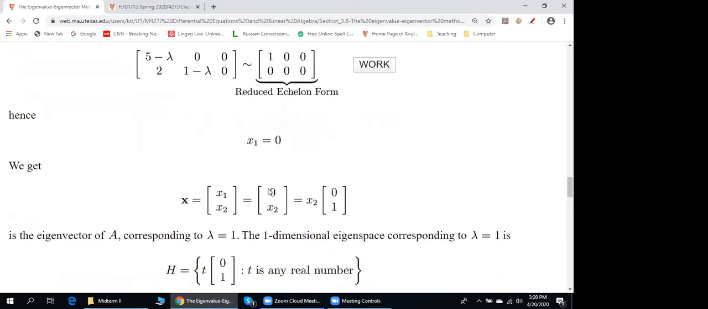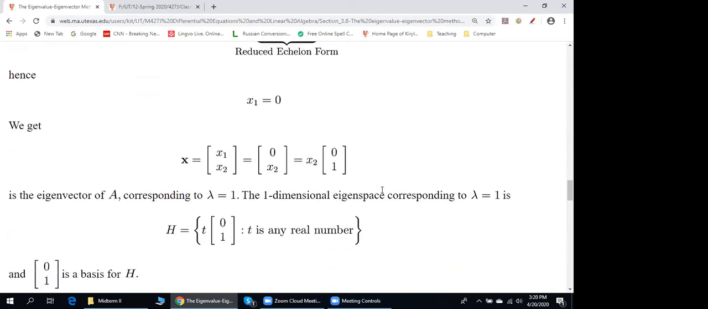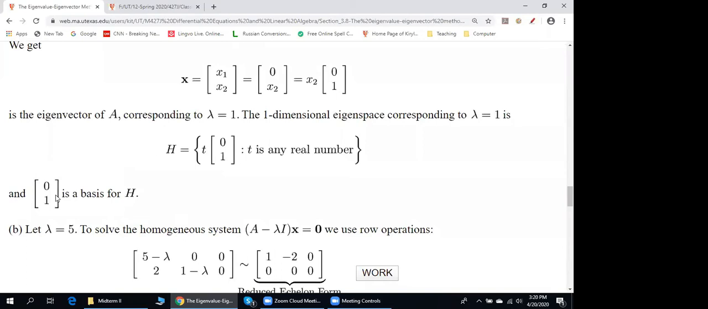We replace x1 by 0, factor out x2. Here's a complete description of all eigenvectors. Therefore, this is the corresponding eigenspace, and therefore (0, 1) is its basis.